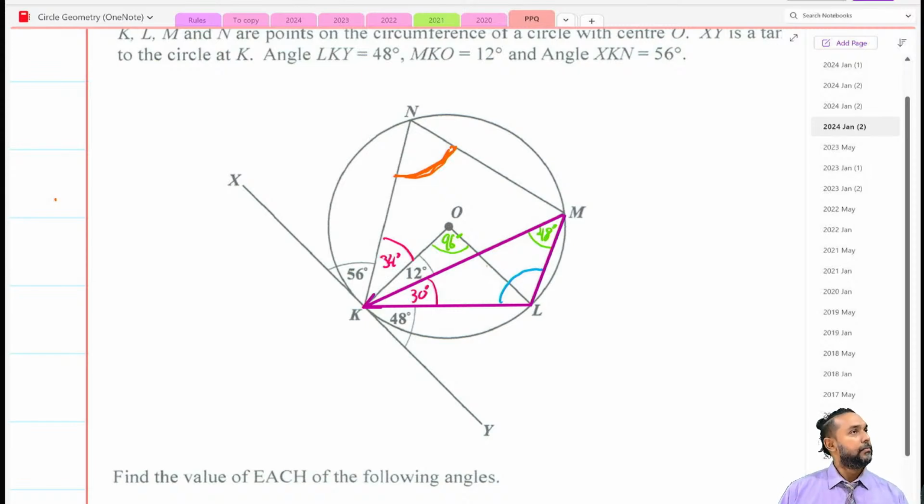102, because 30 plus 48 is 78, right? And then 78 from 180 is 102. So block out that line. You see the purple triangle? Yeah, right, cool.